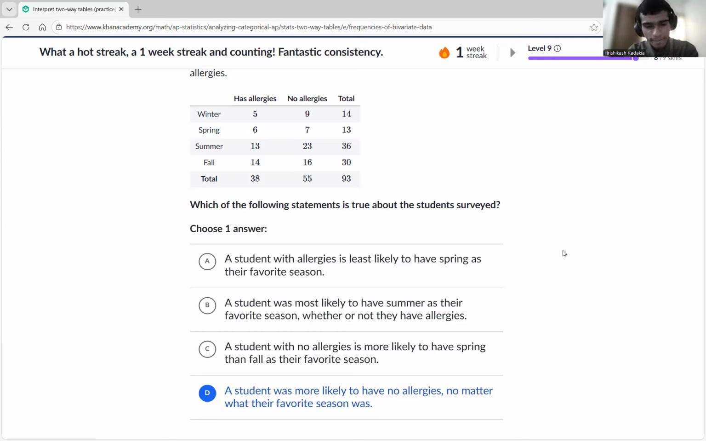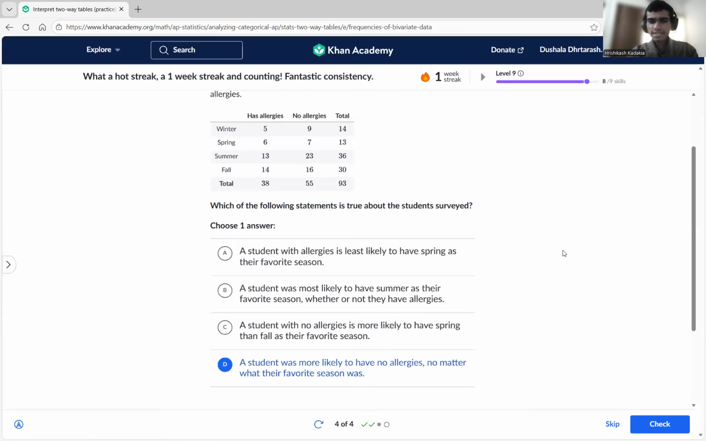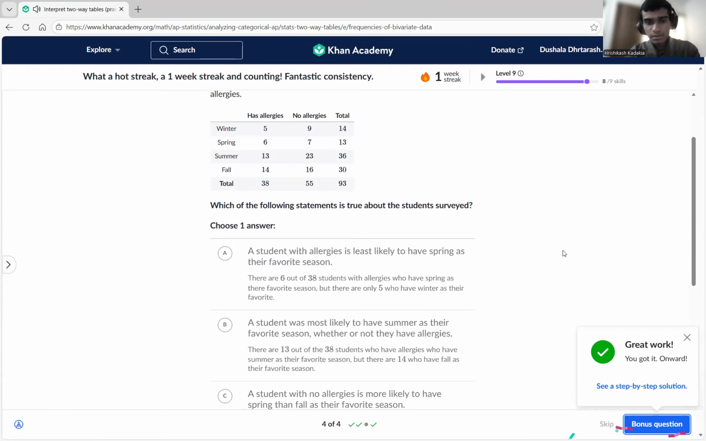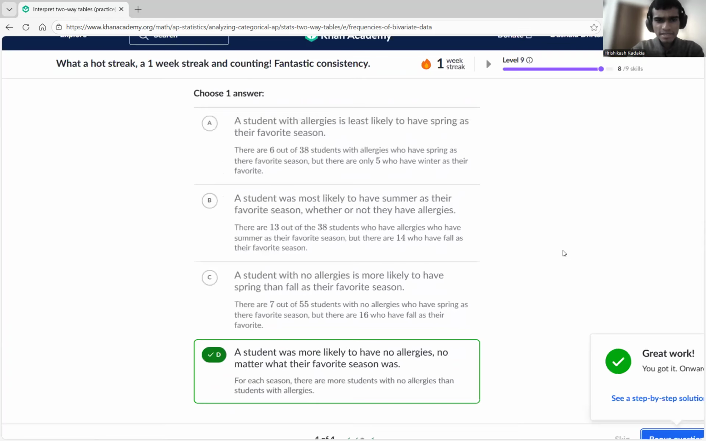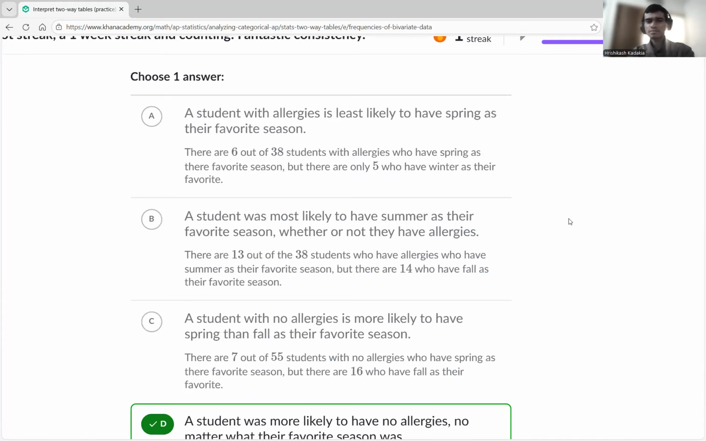Let's choose between the two. Most likely to have summer as their favorite season, whether or not they have allergies. Comparing to the number of people who like summer, 36. Out of 93, out of the total, a student was more likely to have no allergies. Let's choose D and C actually. And actually B is incorrect. Let's study B, because B was a little bit confusing.